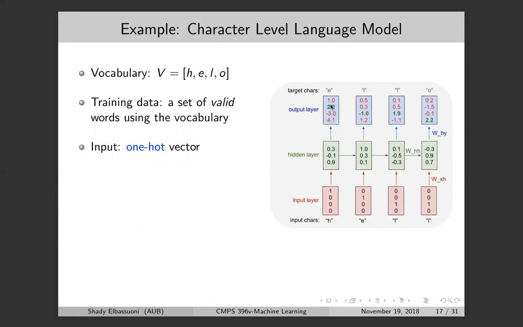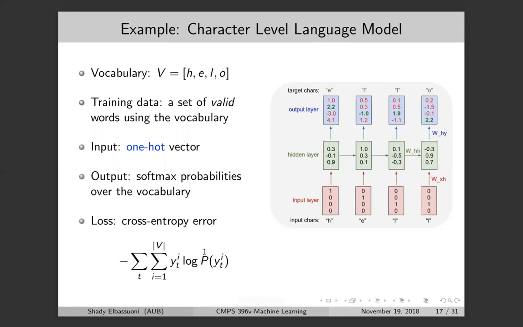But I know that the correct output is E, so it's the one corresponding to 2.2. So I made some mistake. I backpropagate this error, okay? So output is softmax probabilities over the vocabulary, and the loss is cross-entropy error. Go back to softmax and multi-class classification when we talked about neural networks. Remember what cross-entropy error is.